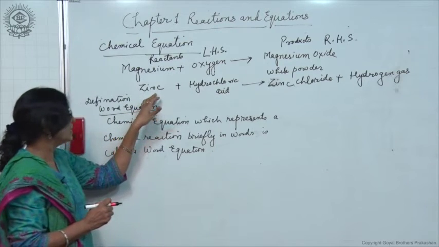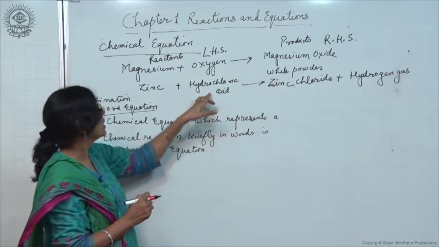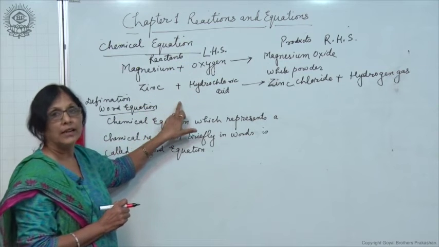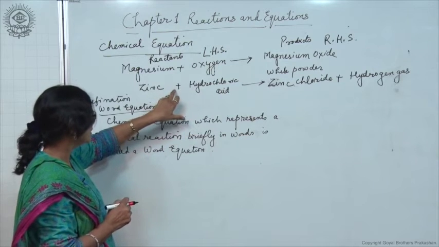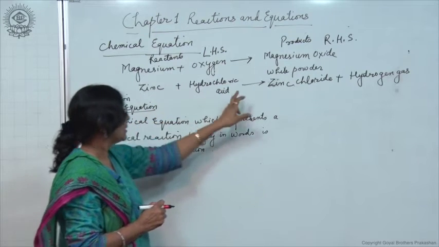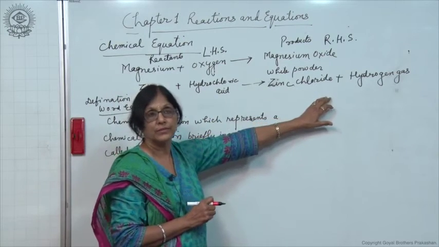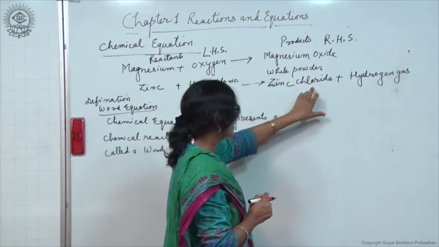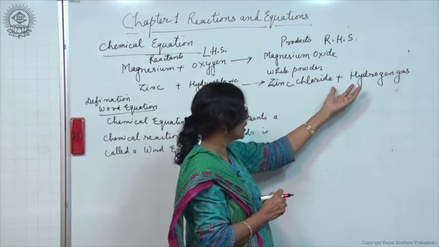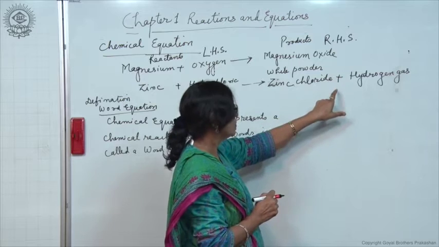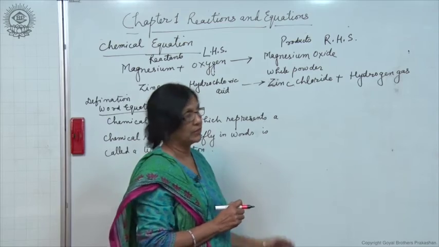In this second activity, you can see zinc and hydrochloric acid are the reactants and are written on the left hand side. Because the number of reactants is 2, a plus sign is written in between, right. Then the arrow. The arrow indicates that reactants are converting into the products. The products are zinc chloride and hydrogen gas. Because again the products are 2, a plus sign is written in between. So, this is how we can write the word equation.